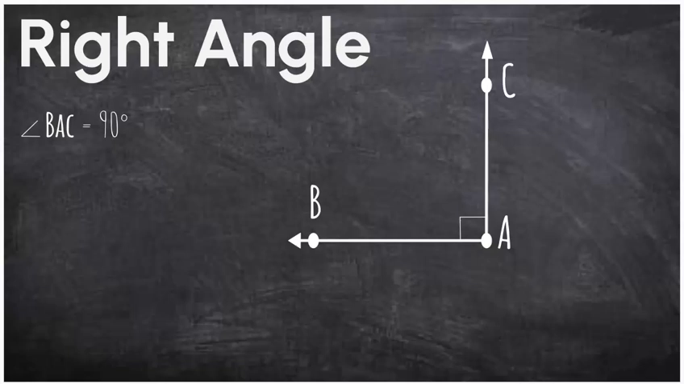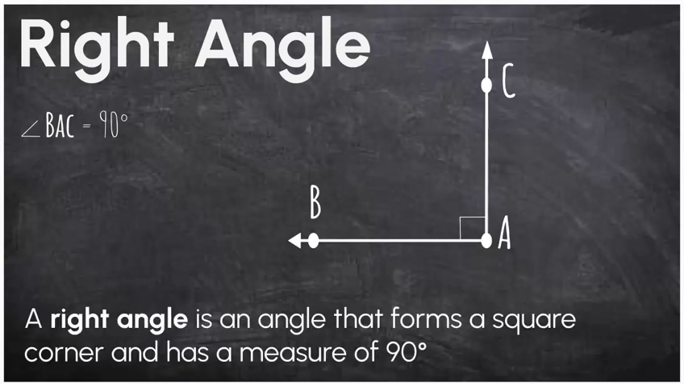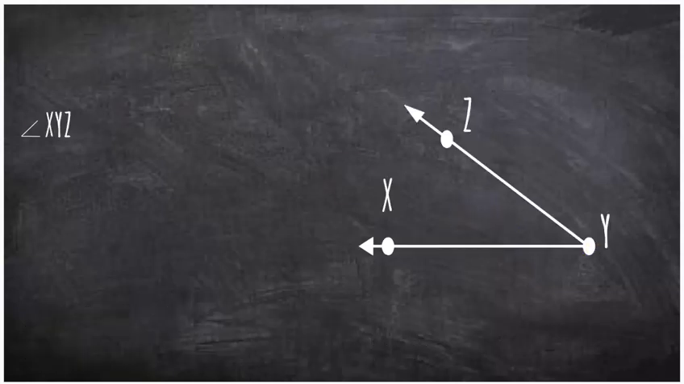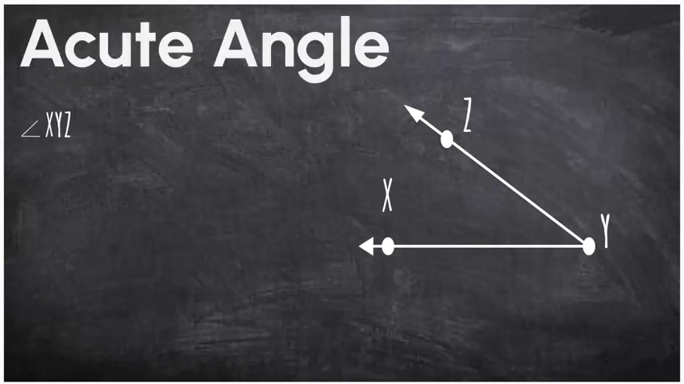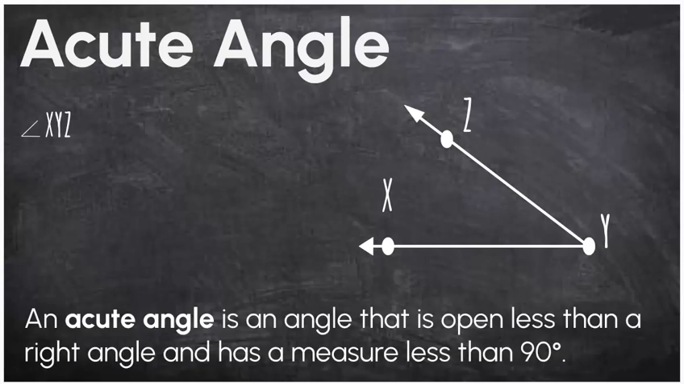That is a right angle. How would you characterize a right angle? A right angle is an angle that forms a square corner and has a measure of 90 degrees. There's the square corner. Acute angle. What's an acute angle? An acute angle is an angle that is open less than a right angle and has a measure of less than 90 degrees.